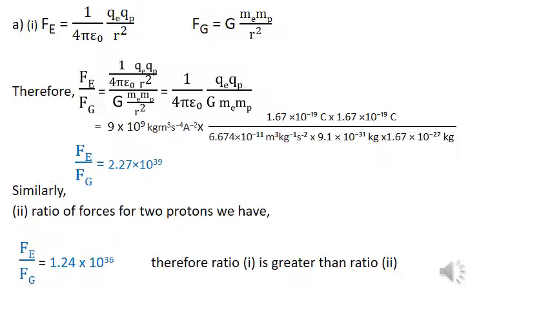By putting all the numerical values of these, we get the ratio 2.27 into 10 to the power 39, which is the ratio between the electrostatic force and the gravitational force for an electron and a proton. And in second part, we can also calculate the ratio of the same forces for two protons. As we can see from the answer, the ratio of forces between an electron and a proton is greater than the ratio of forces between two protons.